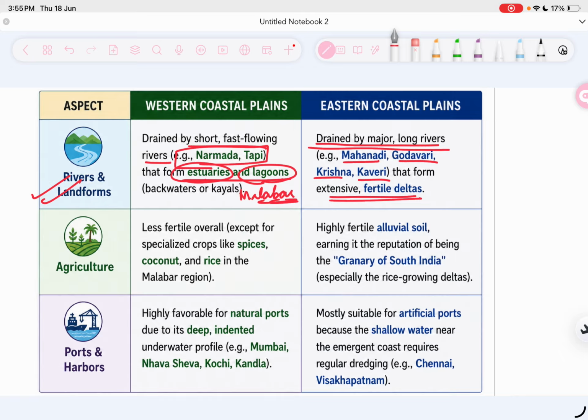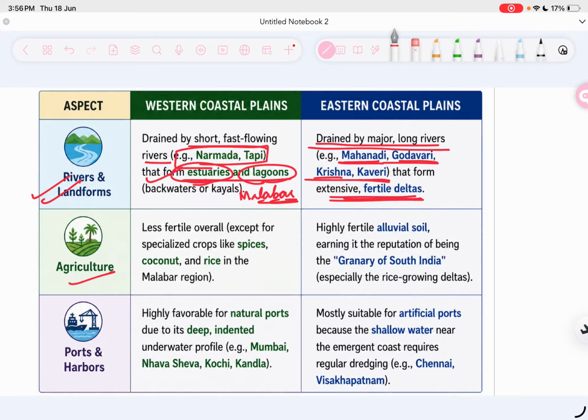So deltas are formed when the river does huge deposition at the end and then meets the ocean. Whereas when it swiftly or quickly meets the ocean, that is when estuaries are formed. So in the case of Narmada and Tapi, they form estuaries, but in the case of Mahanadi, Godavari, Krishna and Kaveri, they form fertile deltas.